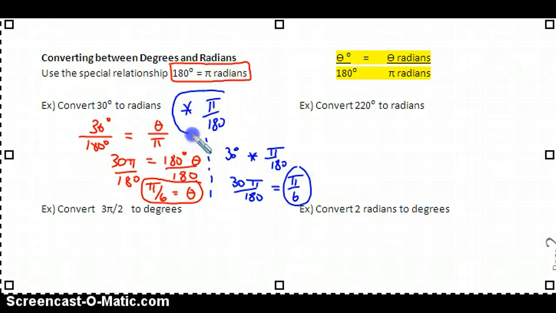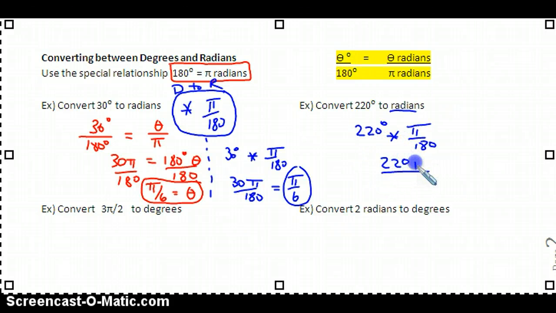A lot of students find that using this relationship to change from degrees to radians, so I'll just put d to r, so you know that's degrees to radians, works out pretty well. So let's do that with this example then. If I have 220 degrees and I want to change it to radians, multiply by pi over 180. So you end up with the fraction 220 pi over 180. Reduce that fraction, you'd end up with 11 pi over 9.